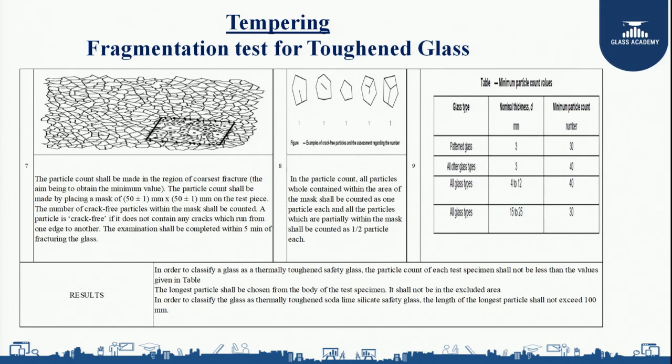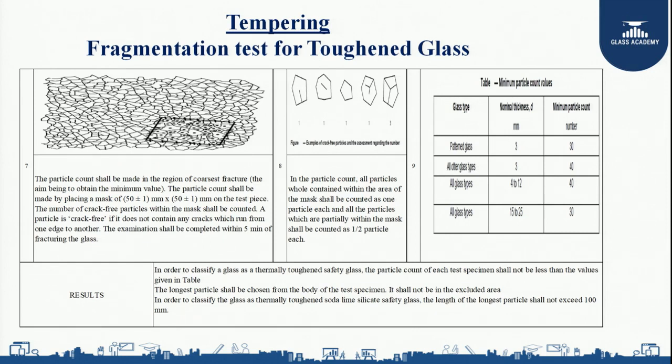The longest particle shall be chosen from the body of the test specimen. It shall not be in the excluded area. So we need to identify the longest particle and it should not be in the excluded area. In order to classify the glass as thermally toughened soda lime silicate safety glass, the length of the longest particle shall not exceed 100 mm.